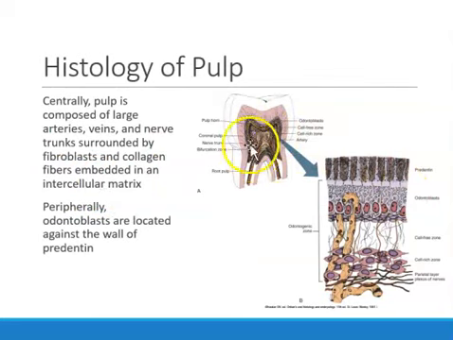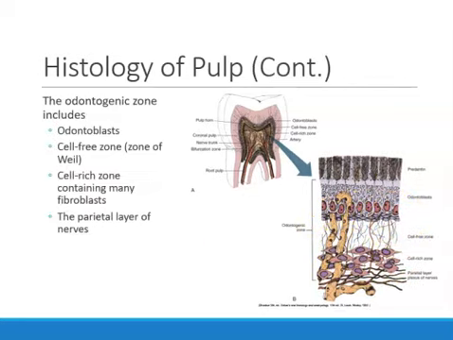So this is the pulp again, and if we were to zoom in and look at it, there are various sections that we'll look at. These are your odontoblasts. These are the cells that make dentin. Then we have the cell-free zone, which is known as the zone of Weil. The zone of Weil is this one right here, the cell-free zone.